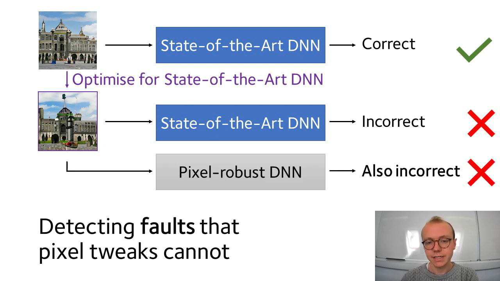Then we took that same test, optimized for the state-of-the-art model, and passed it to a deep neural network trained to be robust to pixel tweaks. And we found that 74% of these tests generated for the state-of-the-art model also were failing test cases on pixel-robust models. So the pixel-robust models also gave an incorrect output. This suggests that our tests are detecting a different kind of fault than those detected by pixel tweaks. Crudely, that's because faults detected by pixel tweaks exist in the state-of-the-art model, but not in the pixel-robust model.